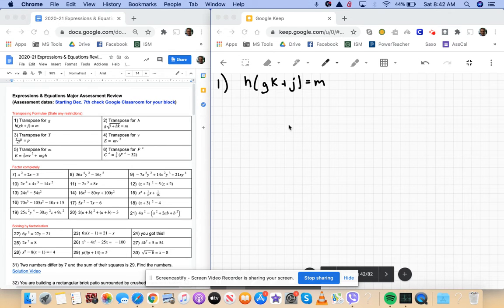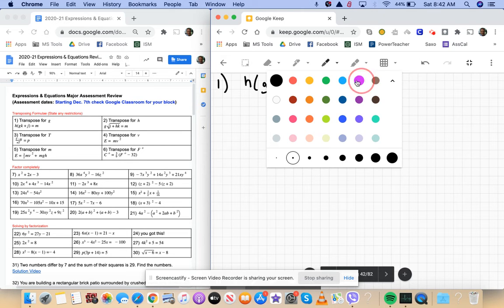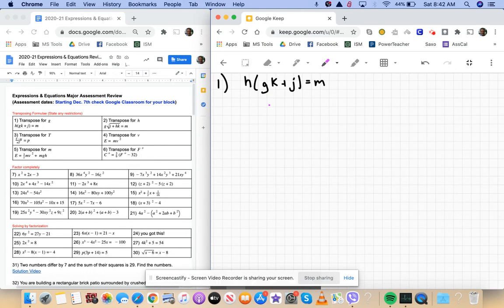All right, so what are we trying to isolate here? Let's underline that. So we are trying to isolate for G, right? So we're trying to find out what G is. So let's underline that there. So I would say we should undo the multiplication here first so that we get that part in the bracket on its own. So let's divide everything by H.